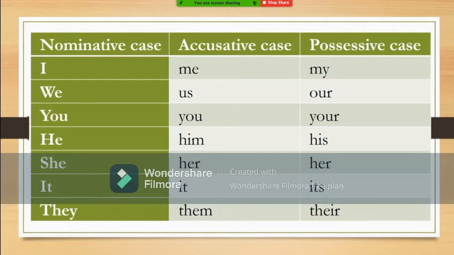And the last one is vocative case. Vocative means calling. If you call somebody, hey John, here John, we are calling John. So there it is in vocative case. Hey you. Generally that will be used in vocative case. In pronouns, in nouns, the name will be used.